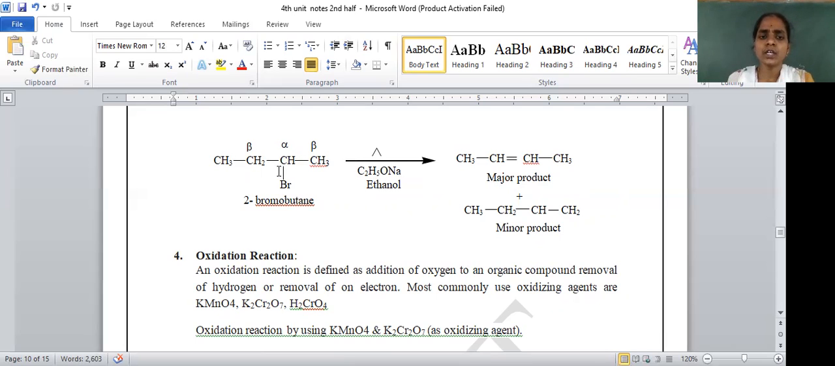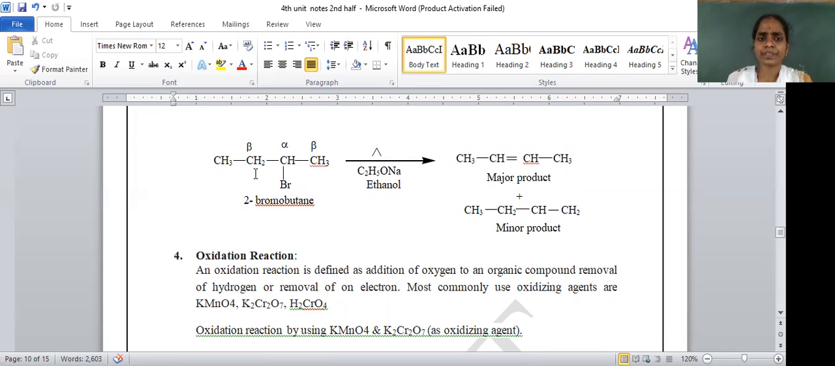If you see here, bromide is on the alpha carbon, and there are beta hydrogens. An elimination reaction is also called a beta elimination, which means we are removing the beta hydrogen. We can remove the beta hydrogen from this carbon or from this carbon. If you remove the hydrogen from this carbon, hydrogen bromide is removed.